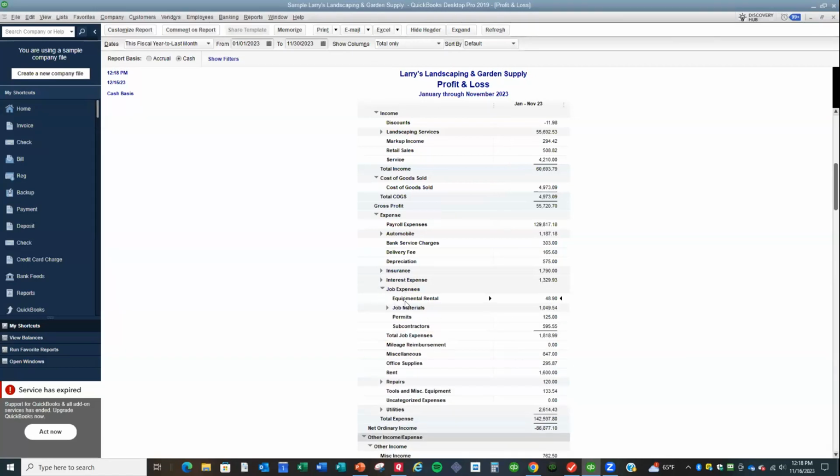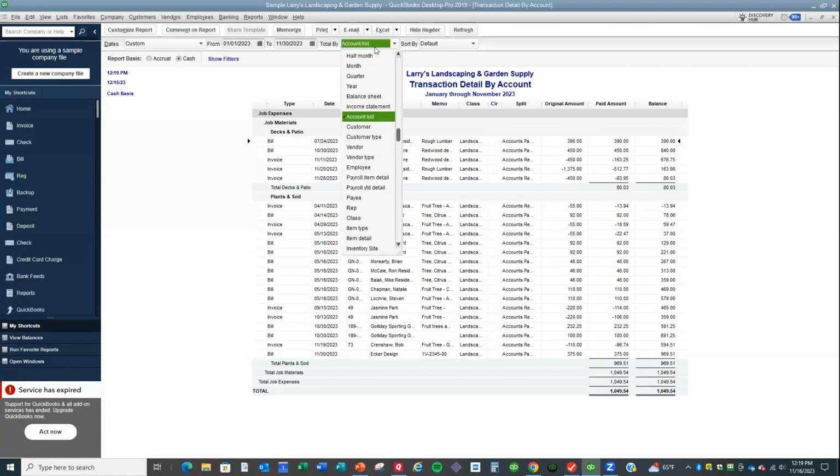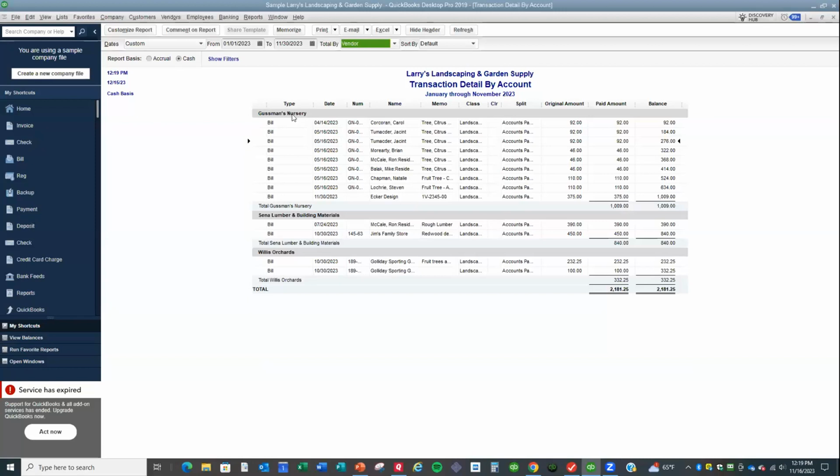Under job expenses, he's got job materials as a sub account. All right, so let's go into job materials. If you drill in on that, you can then total it. A lot of times it's easier to look at it if you total it by something other than the default, the way it has it. You can total it by vendor, and then you can see where you spent that money.